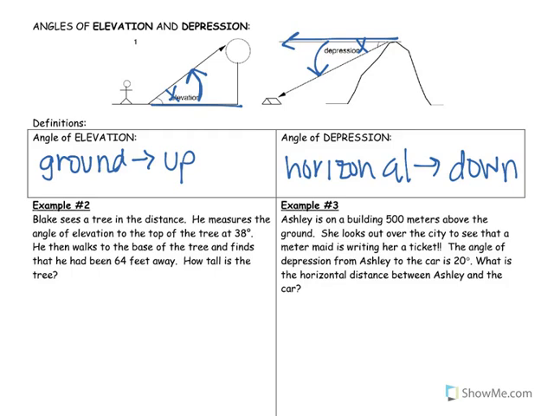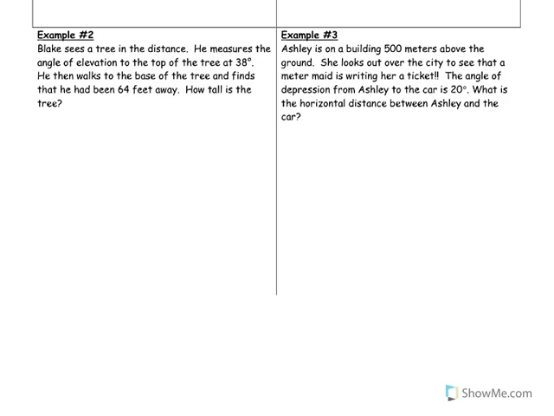So in this example, I'm actually going to flip just so I have a little bit more space. Okay? So in example number 2, Blake sees a tree in the distance. He measures the angle of elevation to the top of the tree is at 38 degrees. He then walks to the base of the tree and finds that he has been 64 feet away. How tall is the tree? Okay, so let's draw a picture here. We have some tree. It's a beautiful tree, right? And we have Blake, who's over here, okay? And Blake is looking up at the tree at an angle of 38 degrees.